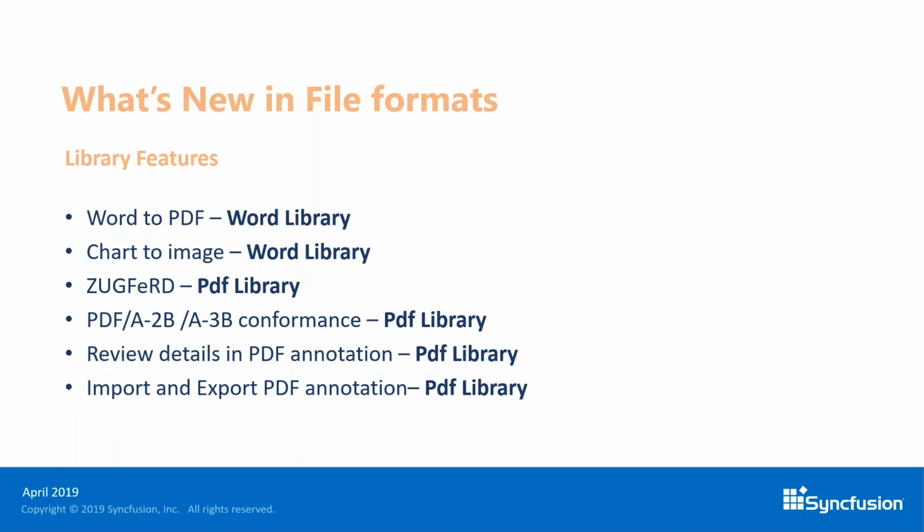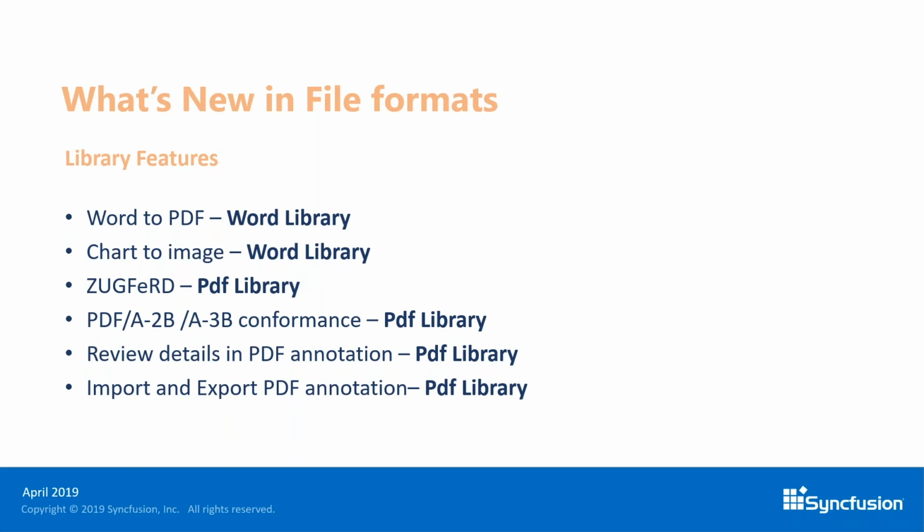We have also given support for PDF A2B and A3B conformance. These conformances are nothing but, if you want to archive a PDF so that you can use it in later days, if you archive using A2B and A3B conformance, then these PDFs will follow a standard, so that anytime later on you can open all these PDF formats.